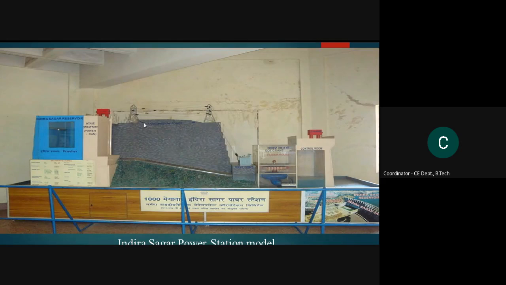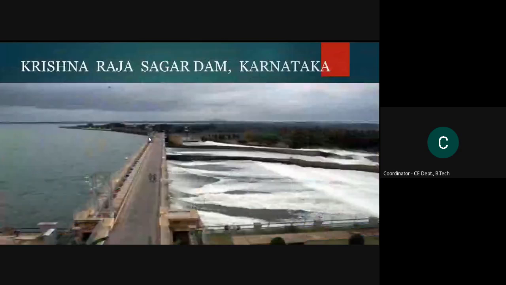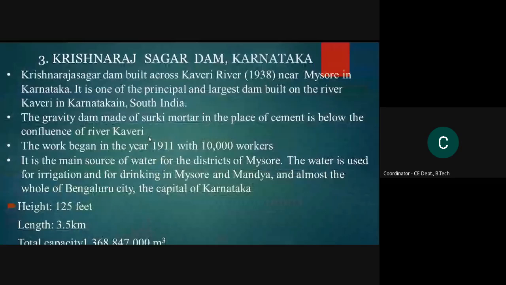Okay, so this is the power station model which has been created before, constructing it. Okay, the next one is the Krishna Raja Sagar Dam, which is situated in Karnataka. So let us study about this dam.